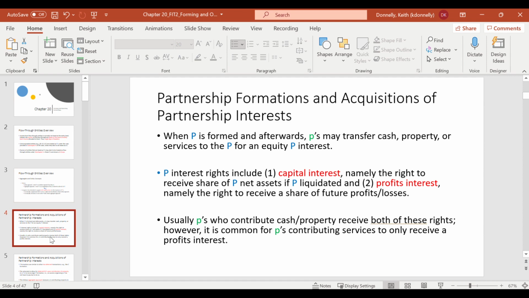Now, if you were to contribute property or cash, normally you would get both of these interests. However, partners who contribute services generally only receive the profits interest. They don't get the capital interests. And part of the reason for that, right, is they didn't really put any assets in there to begin with. They more provided services.